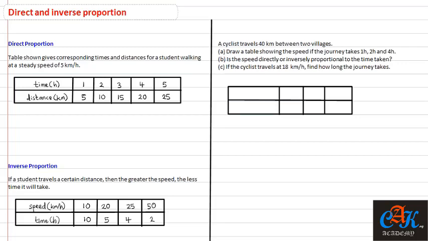So now, direct and inverse proportion. Okay, so let me just explain. When you talk about direct proportion, it is when something varies directly as something. For instance, take your gas cooker: the more you increase the fire, the more chances for that water to boil.